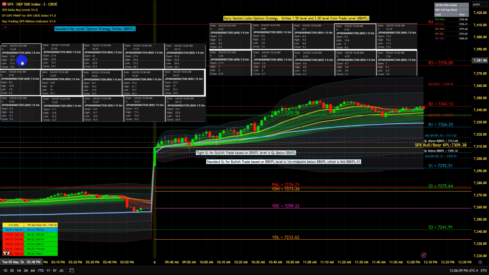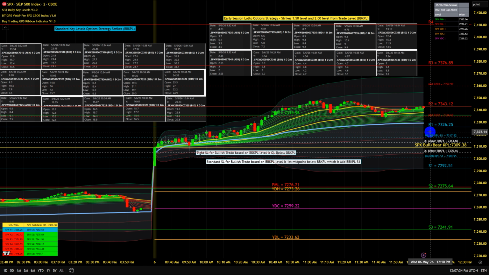The two other ones that are in the standard option strategy, as opposed to the lotto options, are as follows. You look to the first midpoint above the main level that you're taking the bullish trade from. The first midpoint above is this mid BBKPLR1, 7317.82. So the second alternative strike is going to be the closest to that level. That's the 7320.